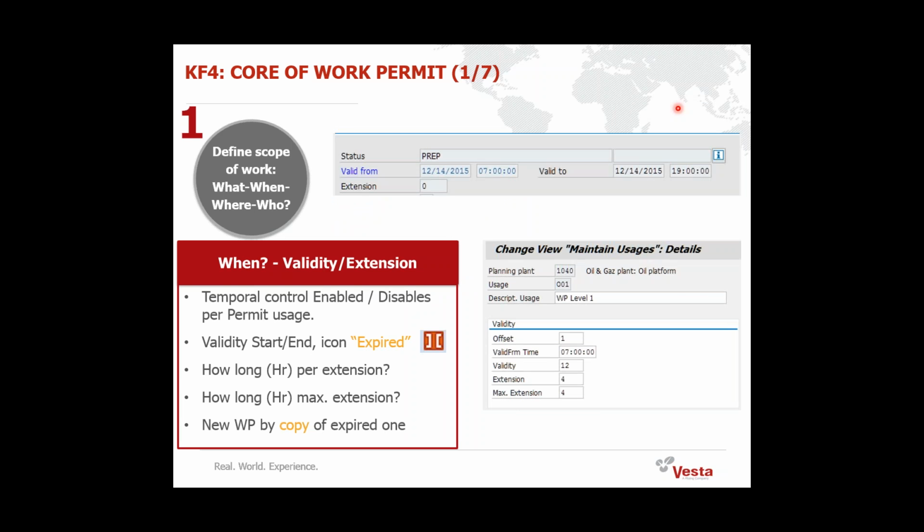When is it done? That has to do with the validity of the work permit. You can set the standard validity: when does the work start, and when does it end? Like James already mentioned, it is possible to put in an extension there as well, so that when the validity time is not valid anymore, you can use extensions and then you can determine how many hours you can extend and how many times you can extend for that many hours.